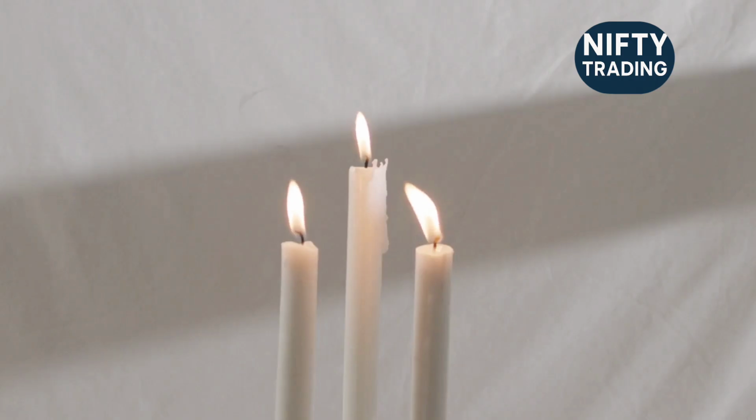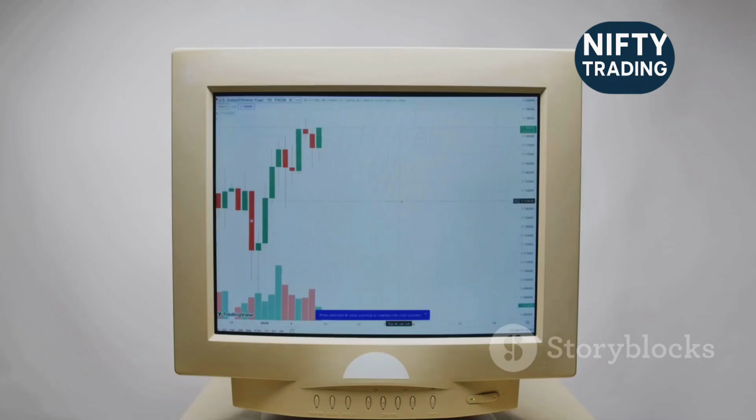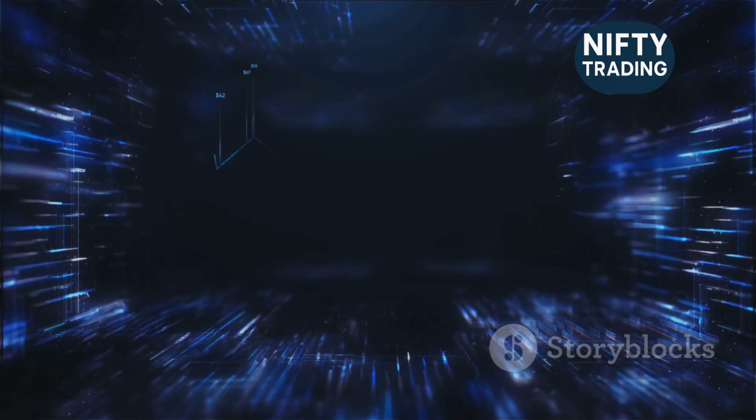Bearish reversal. 3 white soldiers. 3 long green candles in a row, each closing higher. Strong uptrend starting. 3 black crows. 3 long red candles in a row, each closing lower. Strong downtrend beginning.